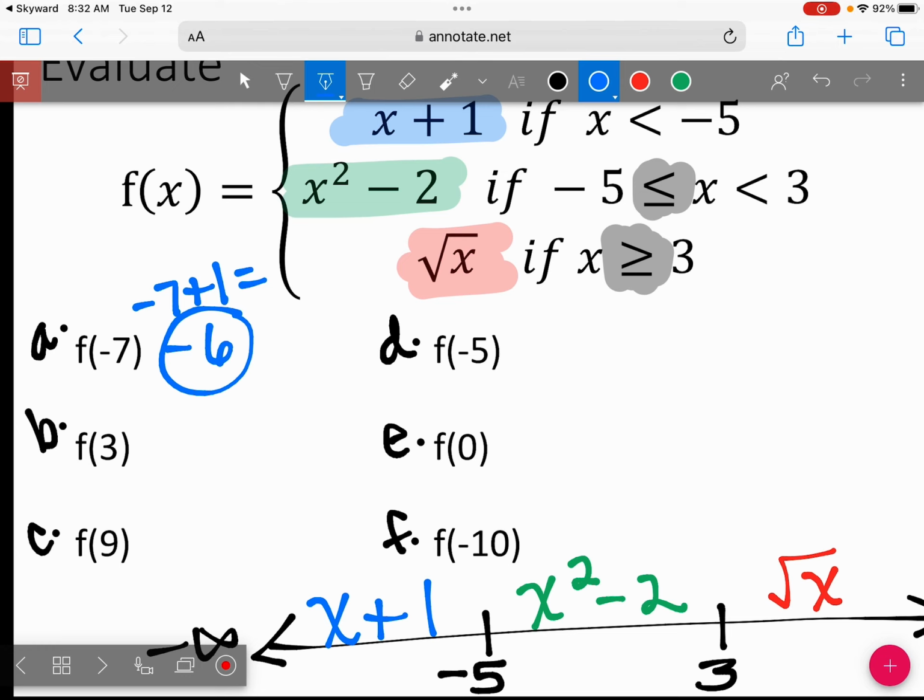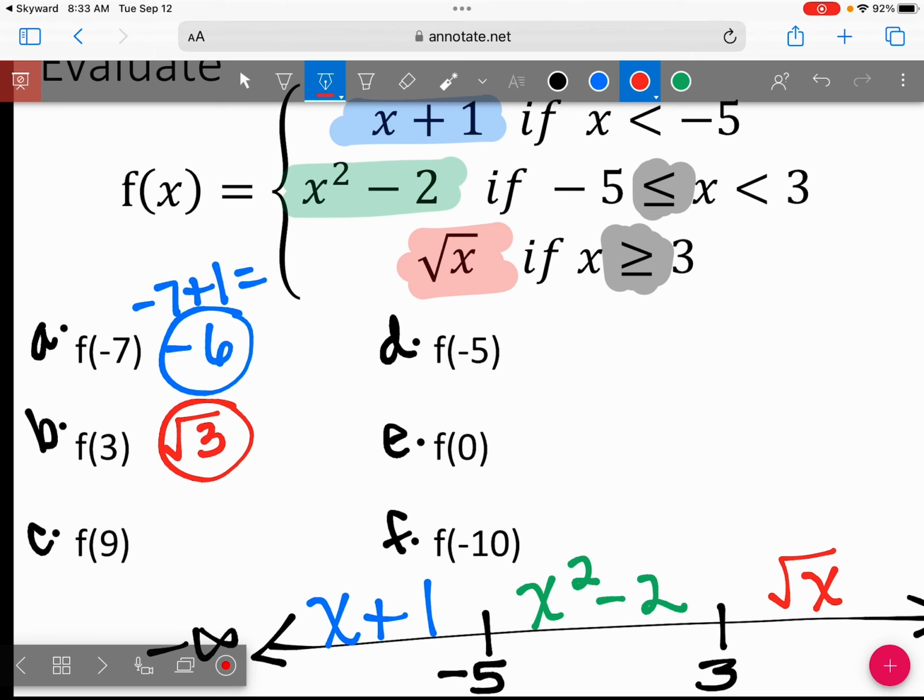For three, we're using, even though 3 is right here, because that bottom function says equal to, we're going to go to the right and use the red function. And that cannot be simplified, so you could just leave it as the square root of 3. If you wrote it as a decimal, that's fine also. But because we can't simplify 3, I would just personally leave it as the square root of 3.